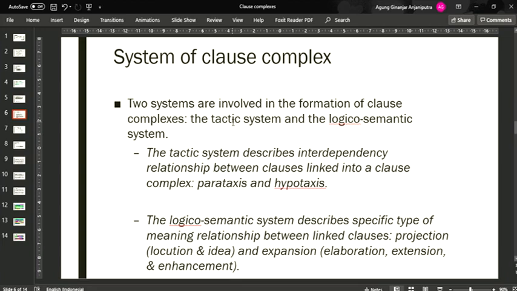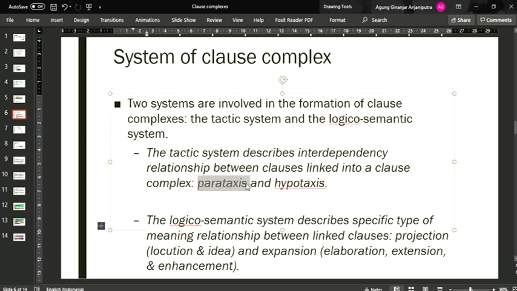There are two systems in clause complexes. The first one, the tactic system, describes the interdependency relationship between clauses linked into a clause complex. So there are parataxis and hypotaxis. Parataxis refers to when two clauses are linked together, but their positions are equal. In parataxis, usually we use coordination, like and, but, or, and something like that.